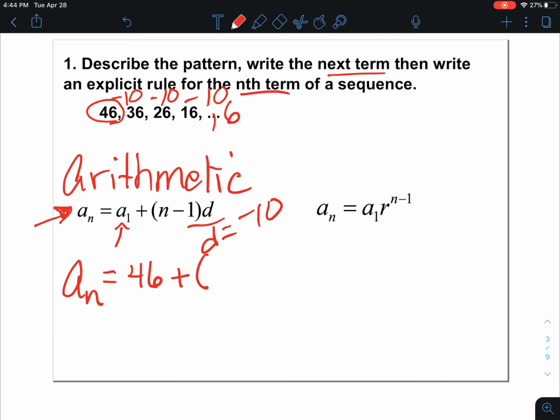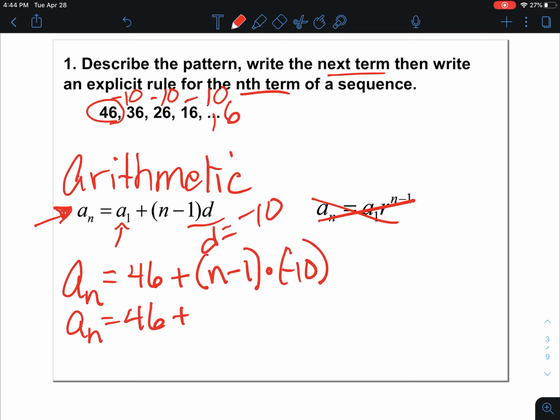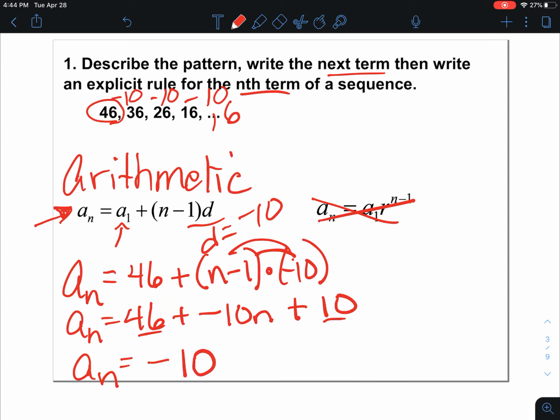we're trying to write the nth term of a sequence, so we keep the n in the formula, but we do know what the d is equal to, negative 10. So I plug in my difference right here. We're not going to use this formula at all because we're not doing geometric. Now I need to distribute my negative 10 to both of these parts. So negative 10 times n, and a negative times a negative makes a positive 10, and gather these two like terms. So a sub n would equal negative 10n, and then 46 plus 10 makes 56. So this would be the formula or the rule for finding the nth term of a sequence.